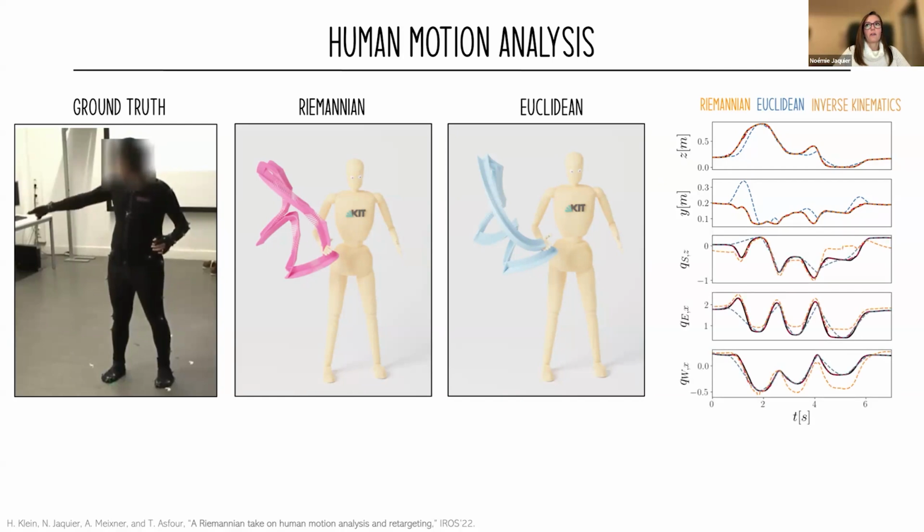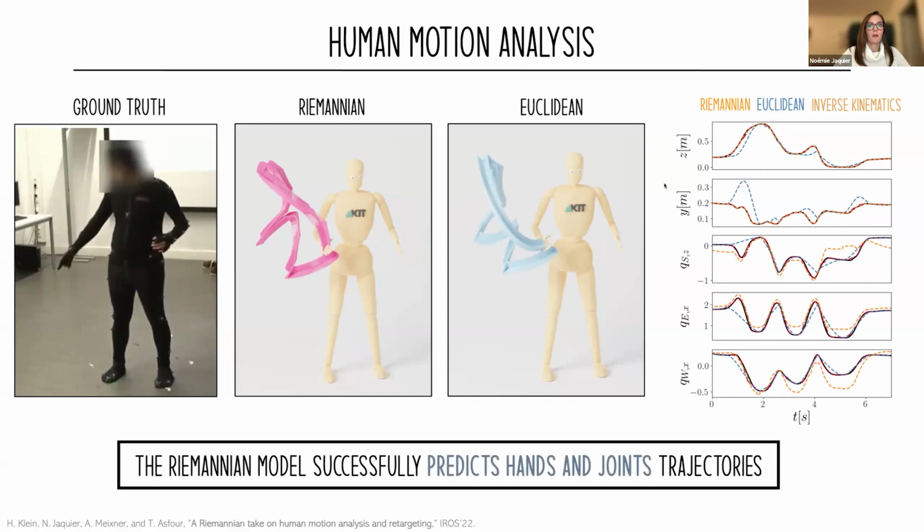Now we can have a look at joint angles. So the color code is the same. Here we plot one joint angle of the wrist, one of the elbow, and one of the shoulder. Again, the ground truth is in black, and you can see that the Riemannian reconstruction, which is here in red, perfectly matches the ground truth, while the Euclidean one is quite off in several places. So what this tells us is that our Riemannian model successfully allows us to predict hand and joint trajectories of the human arm.